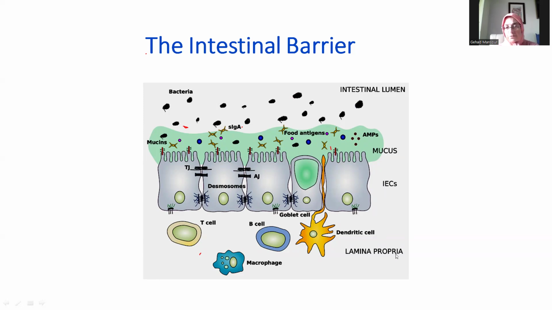And on the other hand, we have the lamina propria. Lamina means layer, and it is called propria because it consists of connective tissue proper, a very delicate connective tissue that holds the intestinal epithelial cells together, and they rest upon it. And on the side of the lamina propria, we have plenty of immune cells.